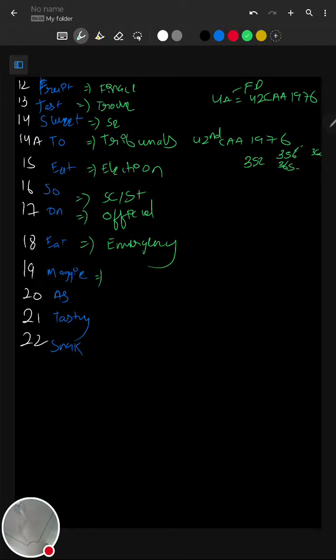Then Maggie is for miscellaneous, whatever left. Then A is for amendment. Amendments are from Article 368. This gives the power to amend any article. Then tasty is your temporary transaction or special provision. S is for snack for short title and commencement of authority and text in Hindi.